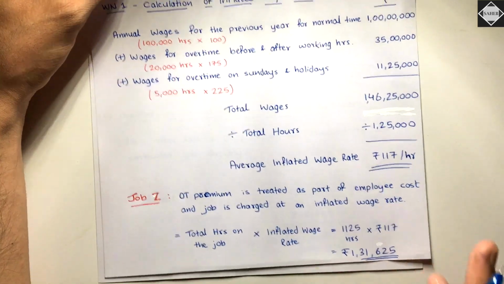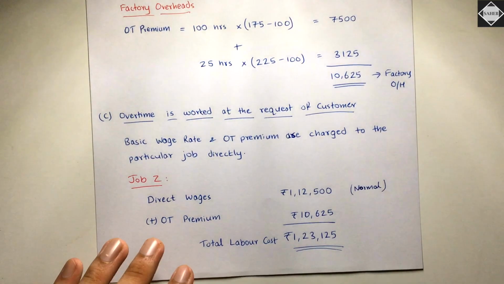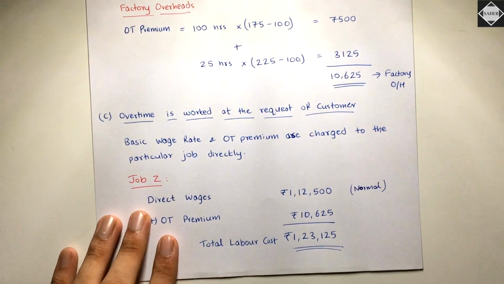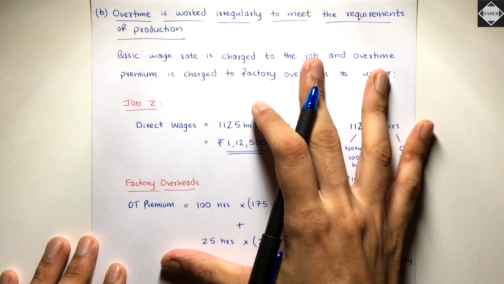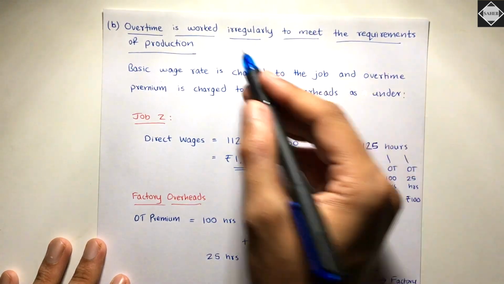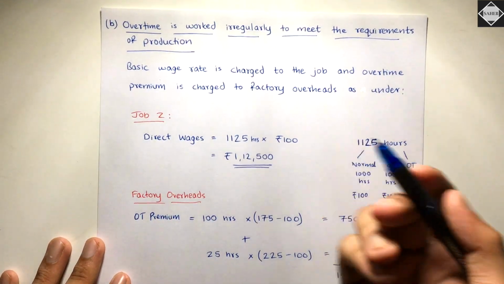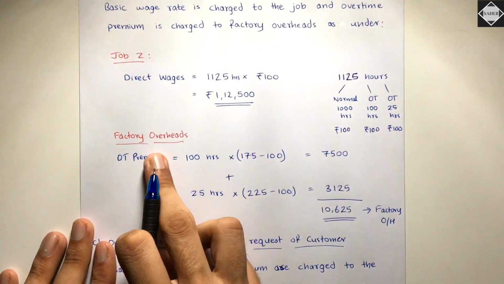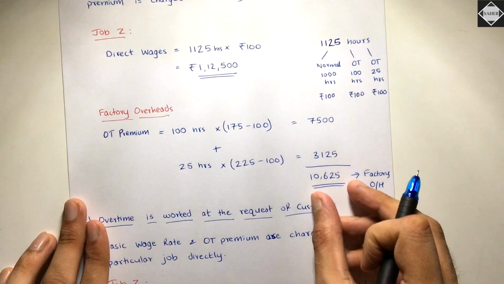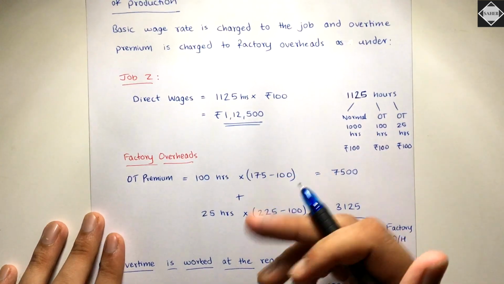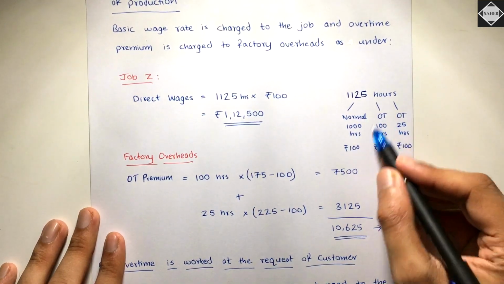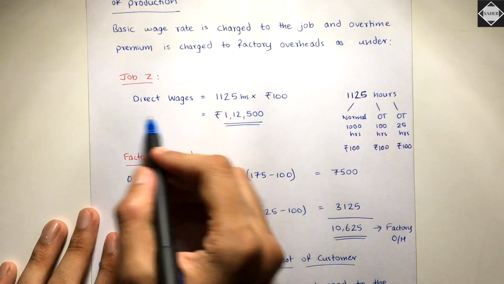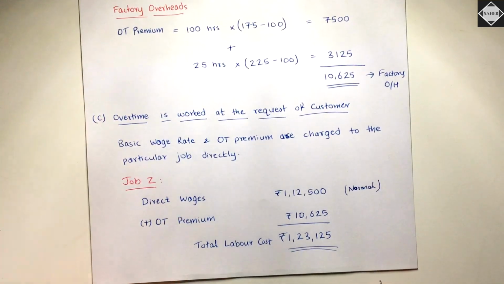Okay, this is how the costing will be done when regular overtime is being done because of worker shortage. And then here there was irregular overtime because of the production requirement. In this case, what we do is overtime premium goes to factory overhead, only overtime premium. Fine. The remaining normal, pure normal and then OT normal, will be allocated to the job as direct wages. Fine. So that's case 2.